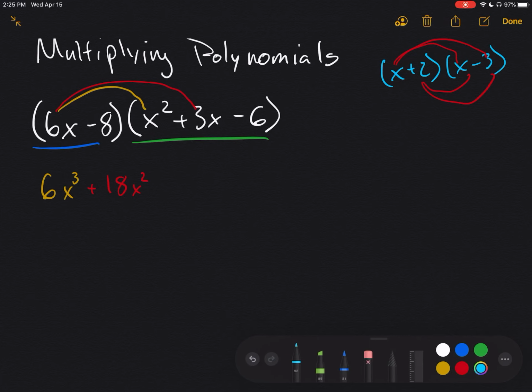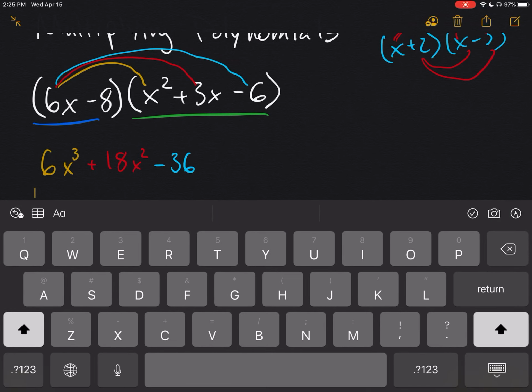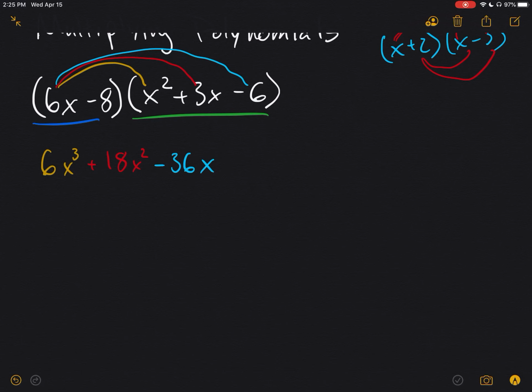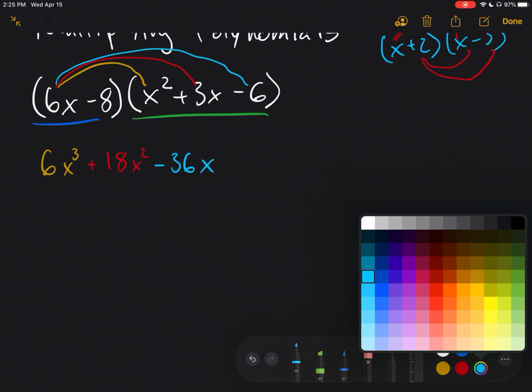All right, last one with 6x. We've got 6x times negative 6. Well, negative 6 times 6 is negative 36. And then we've got x to the first times no x's. So we are just stuck with that x. So minus 36x. Right? So we've multiplied 6x by all three terms in the second polynomial. Now we want to do the same with our negative 8.